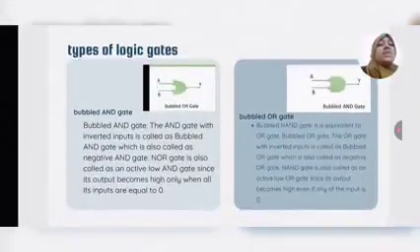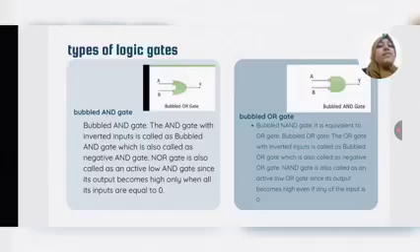Types of logic gates. And furthermore, types of logic gates are the bubbled AND gate and the bubbled OR gate. First let me see about the bubbled AND gate. The AND gate with the inverted input is called a bubbled AND gate, which is also called a negative AND gate. A NOR gate is also called an active low AND gate, since its output becomes high only when all the inputs are equal to 0.